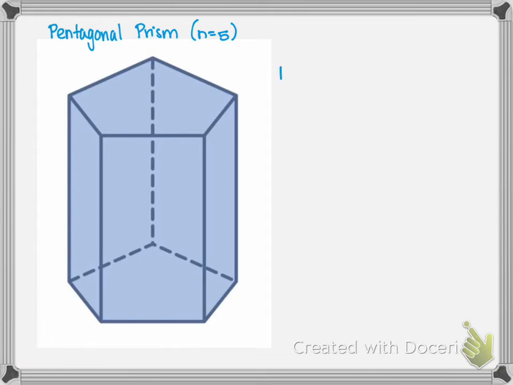So let's talk faces, vertices, and then we'll use our formula to find our edges. Vertices plus faces minus 2. So the number of faces are the two bases. There's 1, 2, and then each of the rectangles on every side. So there's 1, 2, 3, 4, 5 rectangles. So again, n plus 2, or 7 faces.